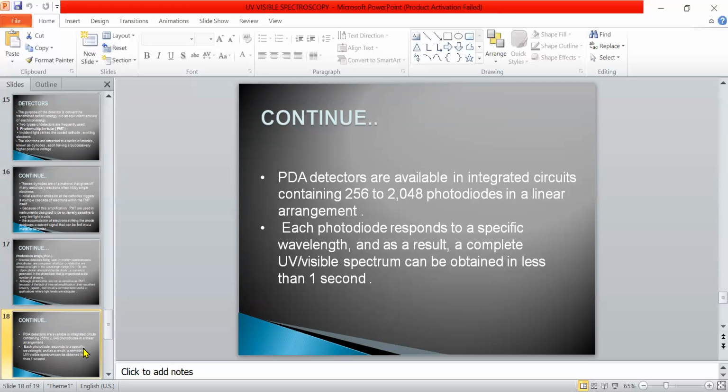PDA detectors are available in integrated circuits containing 256 to 2048 photodiodes in a linear arrangement. Each photodiode responds to a specific wavelength, and as a result, a complete UV visible spectrum can be obtained in less than 1 second.